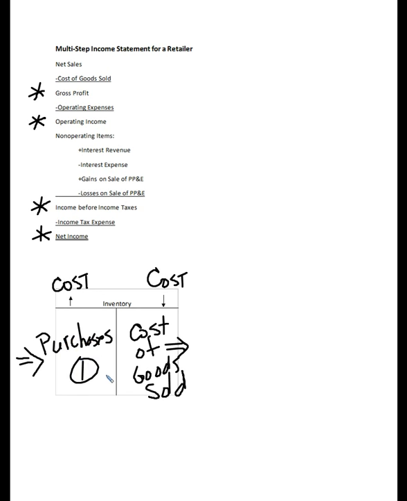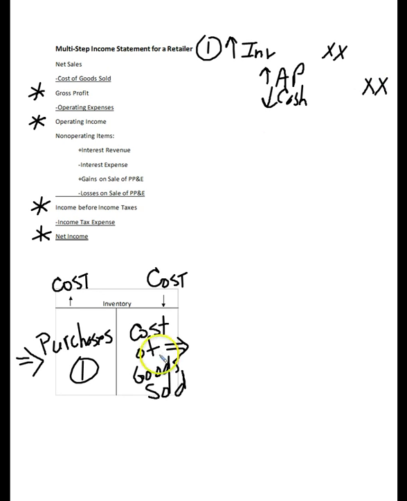Let's look at what the journal entry would be for the purchase. So when we purchase goods, we debit inventory for whatever dollar amount. So the asset will go up, and either we're buying on account, so accounts payable will go up, or maybe we pay cash right away and that asset will go down.